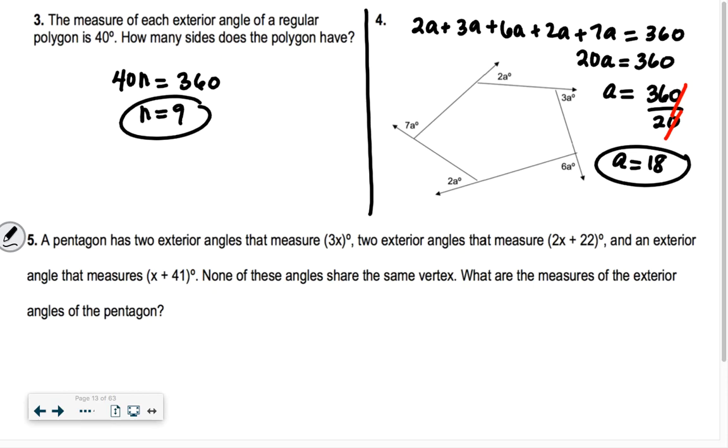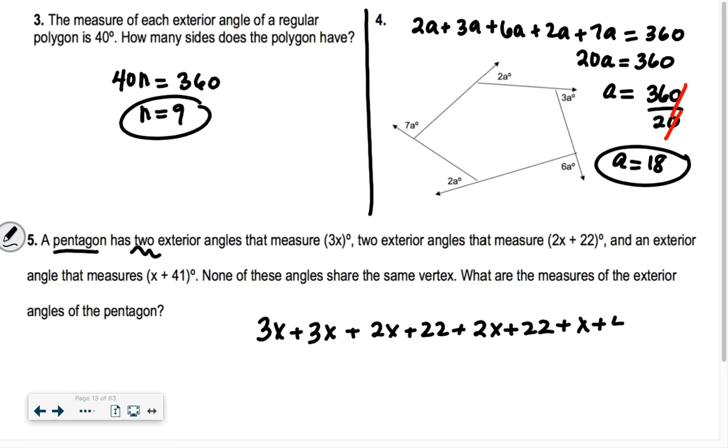All right, this one says a pentagon, so 5 sides, has 2 exterior angles that are 3x. So don't forget to do 3x plus another 3x. 2 exterior angles that are 2x plus 22. So do that twice. If I didn't want to write it out twice, what could I do? Distributive property, right? Like the 2 times parentheses. And then 1 angle that is x plus 41. It has to add up to be, since these are exterior angles, 360 degrees.